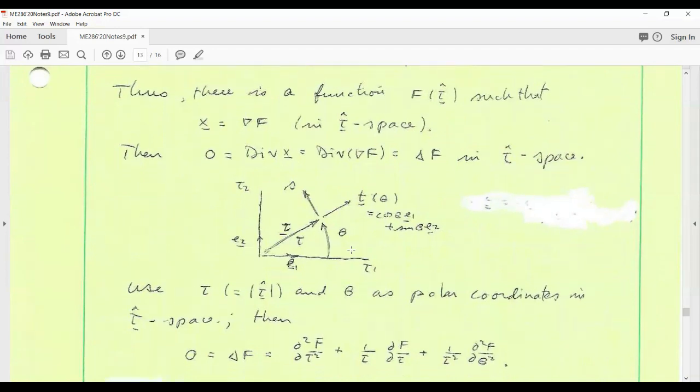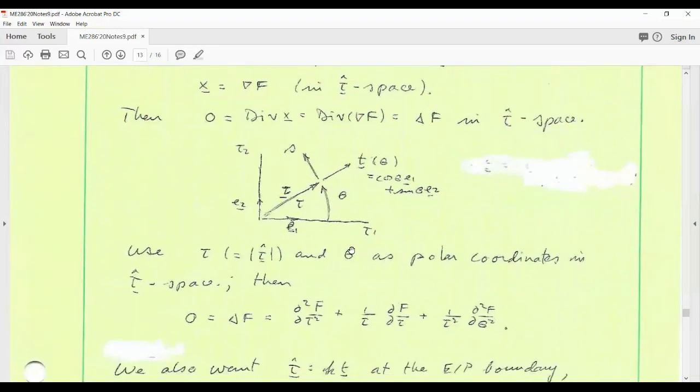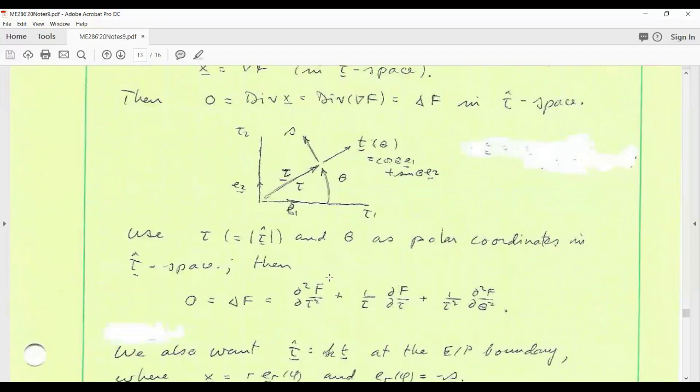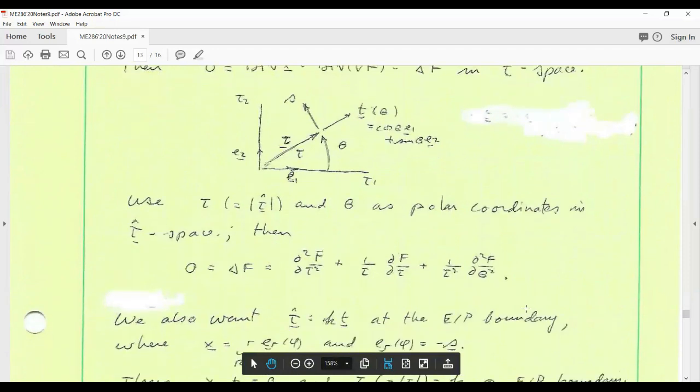Then the Laplacian in stress space is just the usual polar coordinate formula for the Laplacian, which you can quickly derive if you don't remember it. Two derivatives with respect to radius, 1 over radius, the f d radius, 1 over radius squared, d squared f d theta squared.